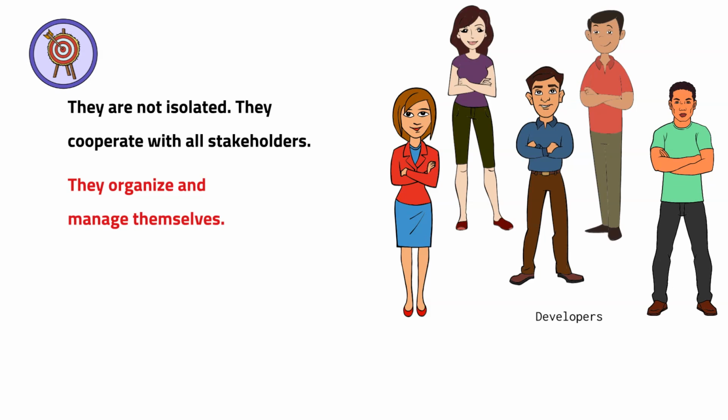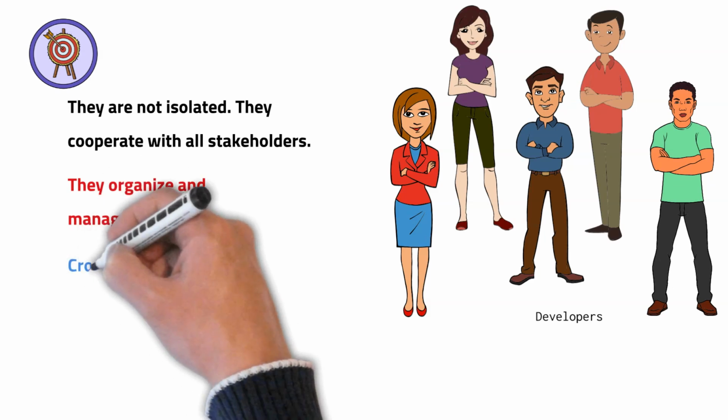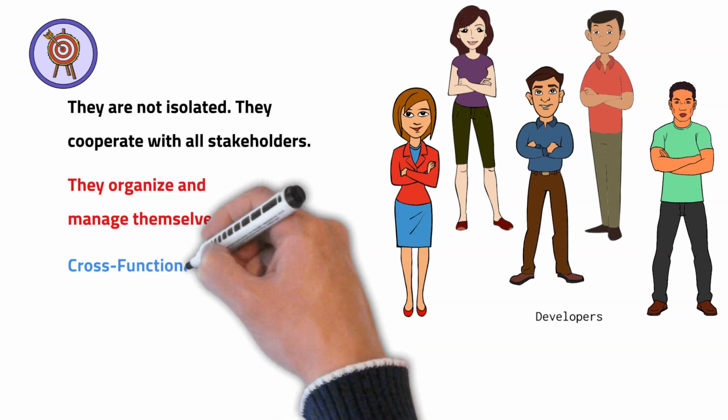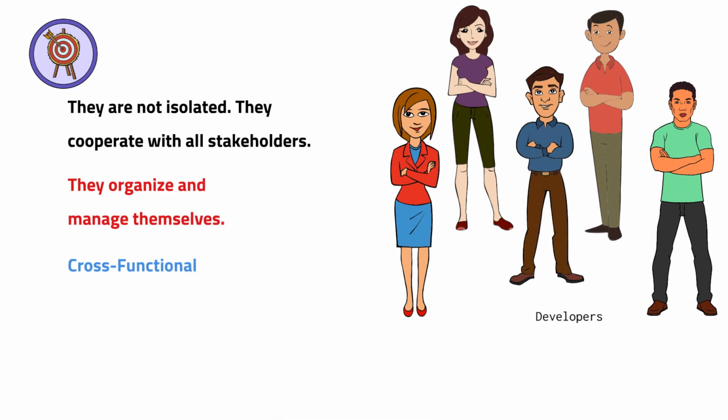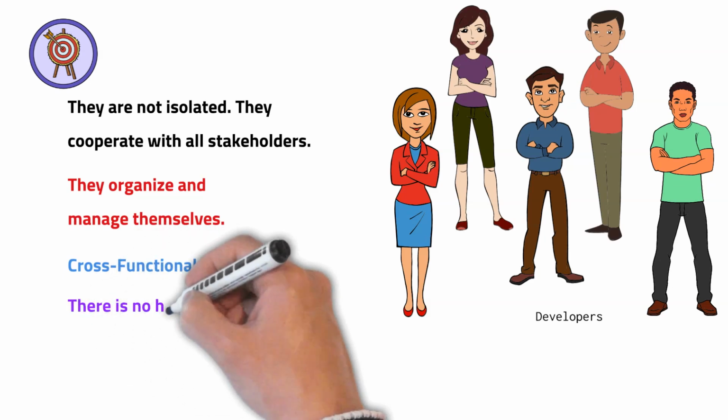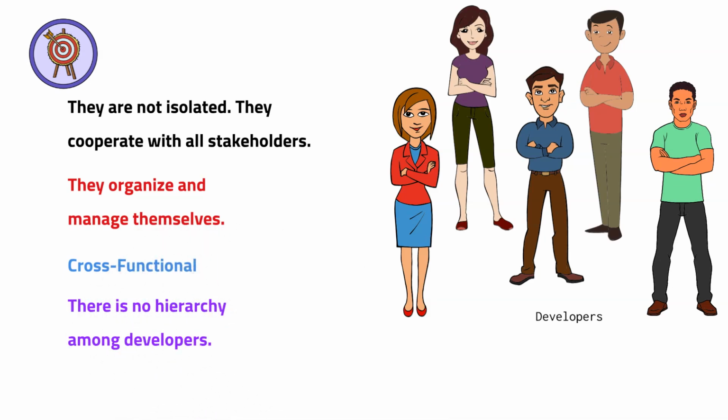We can say that they are cross-functional as they have all the skills needed to create a product increment together. Thus, it means that individuals with all the skills required to develop the product are included in the team. There is no hierarchy or official titles among developers. All developers are equal and cooperate with each other. They own the entire development process. They are committed to quality and ensure that the result meets the definition of done.